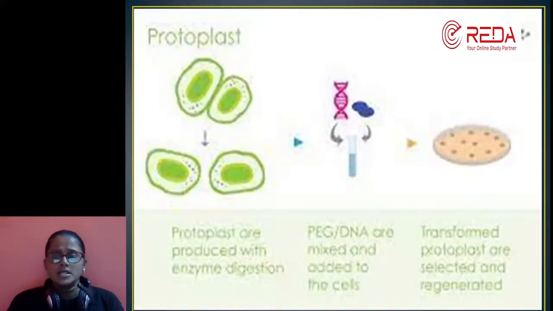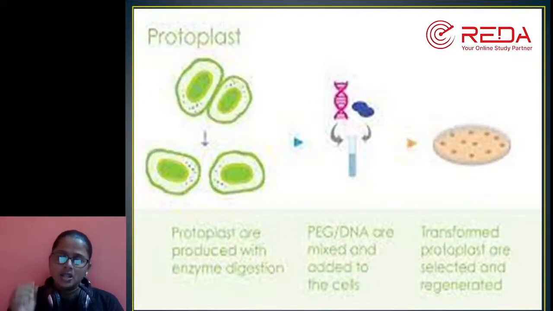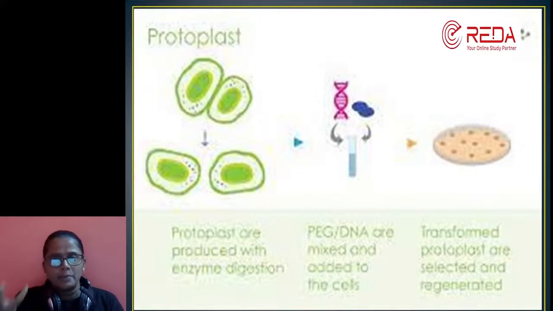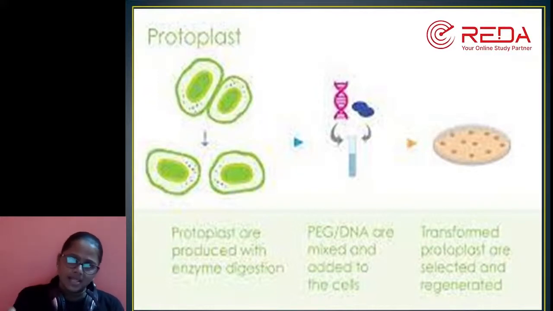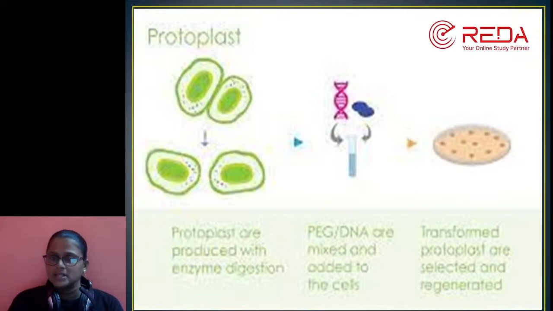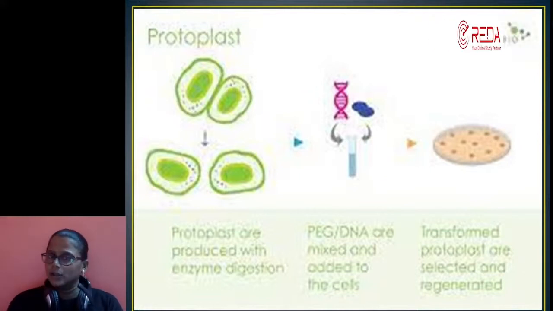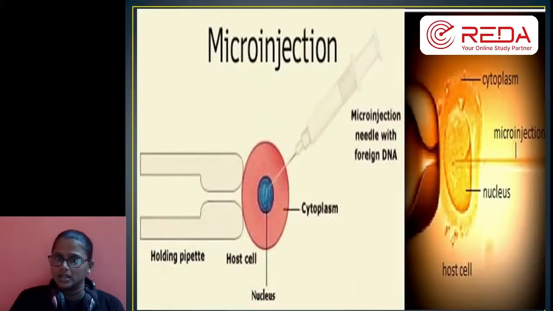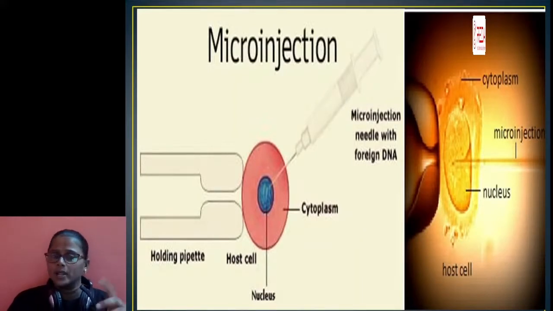So this is a protoplasm. Protoplasts are produced by enzyme digestion. These enzymes digest the cell wall, and you get only the membrane along with the internal content of a plant cell. Then you add PEG, and the DNA is mixed along with these protoplasts. Automatically competence is created, and the protoplasts take up the transformed rDNA into them. So this is one technique. As I stated, this is microinjection, and you can see the holding pipettes here.